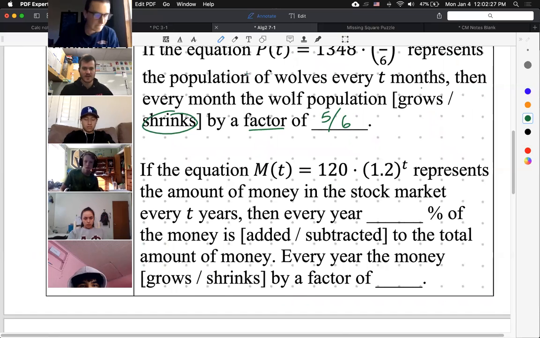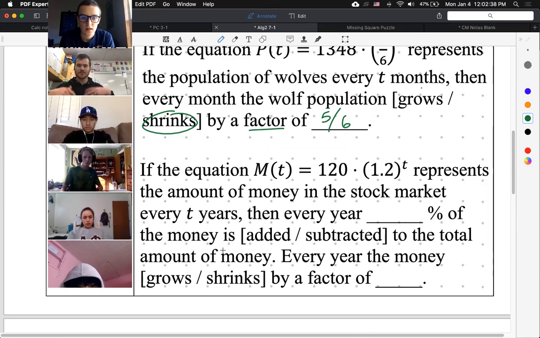All right. Example number 2. Okay, new situation. I have capital M of T is an equation, and it represents the amount of money in the stock market every T years. Every year, some percent of the money is either added or subtracted from the total. Another way of saying that is every year the money either grows or shrinks by a factor of blank. So I'm quizzing you on both of them now. Let's do this first one.